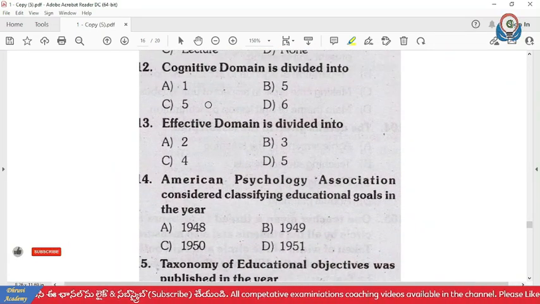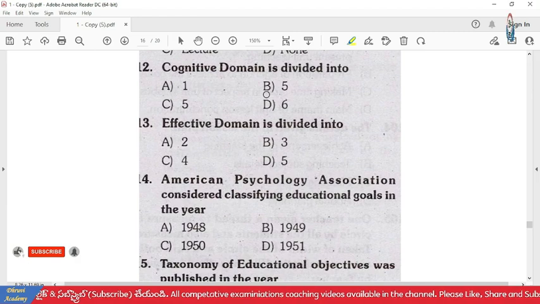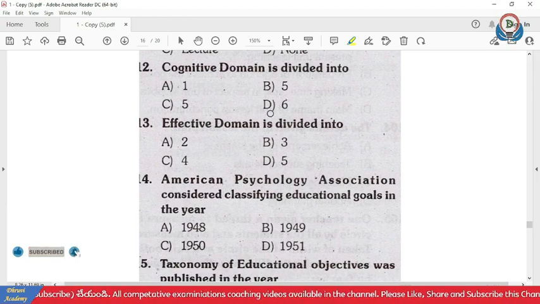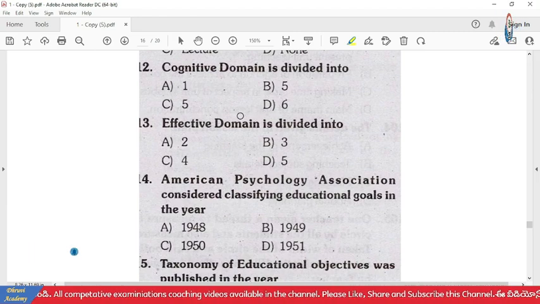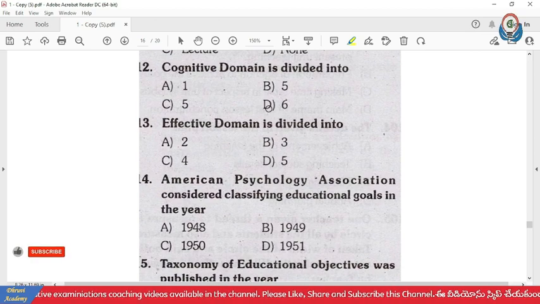Cognitive domain is divided into how many? A. 1, B. 5, C. 5, D. 6. The cognitive domain is divided into 6. The answer is D, 6.